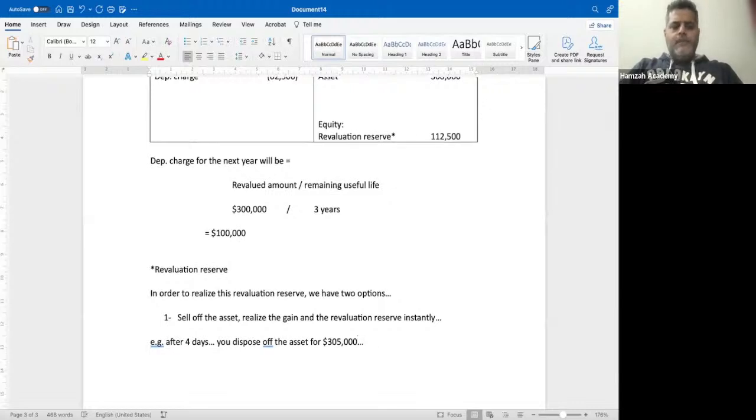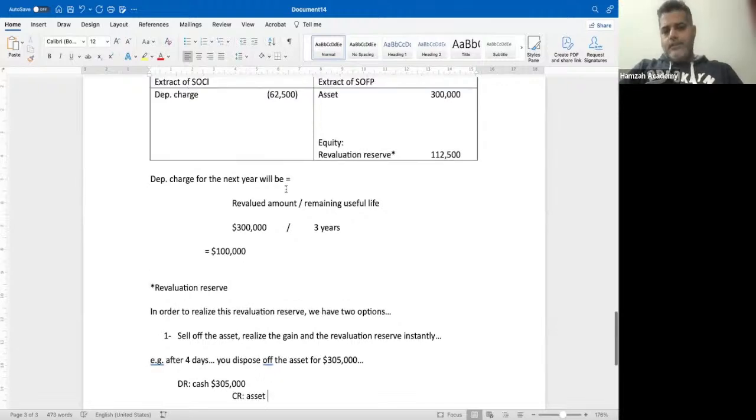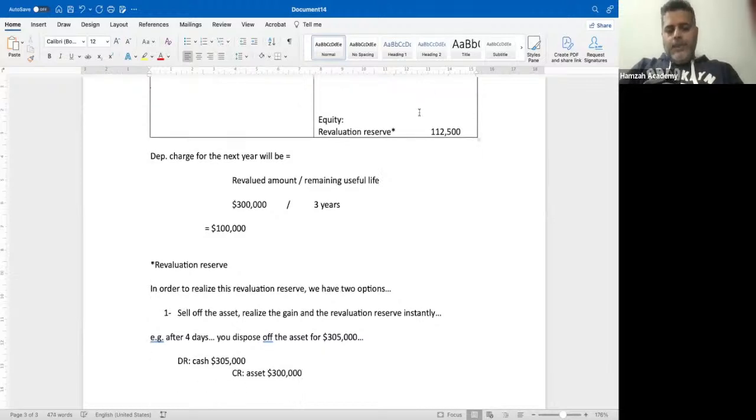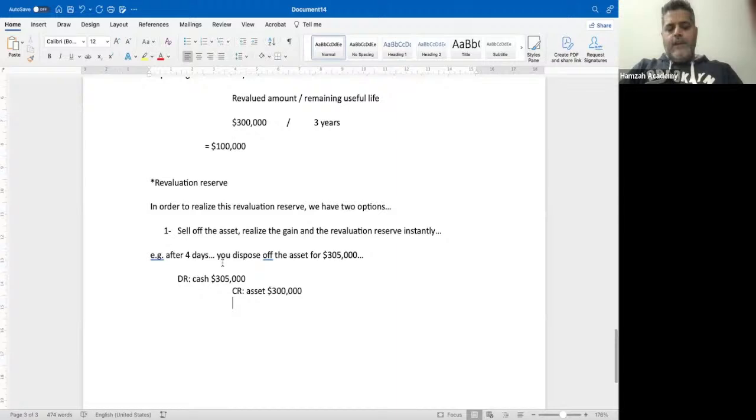Now, what's going to be the entry over here? The first entry is we are going to debit the cash with 305. We are going to credit the asset. Asset's value is what? 300,000 over here, right? Now, the 300,000 asset has been sold for 305,000. So you'll have a credit in income statement as a gain on disposal of 5,000, right? Basic entry, where you just dispose of an asset. So you debit the cash, you credit the asset. Simple. Now, when it comes towards a profit or loss, you had the asset for 300,000, you sold it for 305, you are going to have a gain.